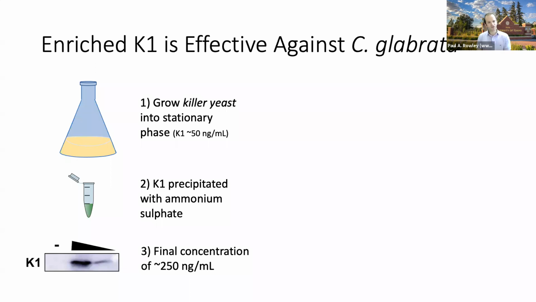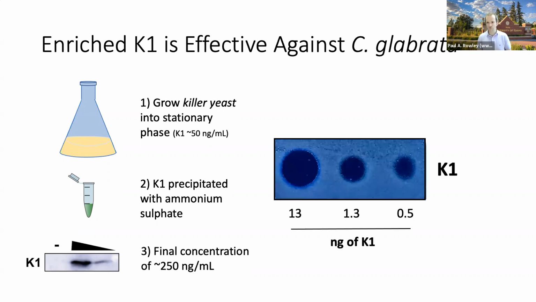Okay, so we obviously wanted to prove that K1 wasn't just a feature of killer yeasts. So we've worked on protocols of being able to purify K1. So we've got this very straightforward precipitation protocol, which we can use to partially purify K1. And we've raised antibodies to K1 as well. So we can actually detect it in culture supernatants quite effectively. So we have the tools to be able to now assay somewhat purified killer toxins and look for their effect.